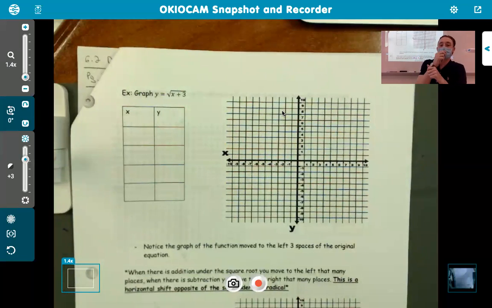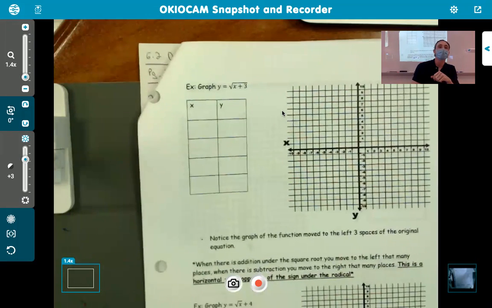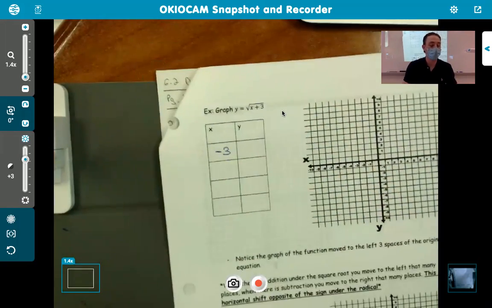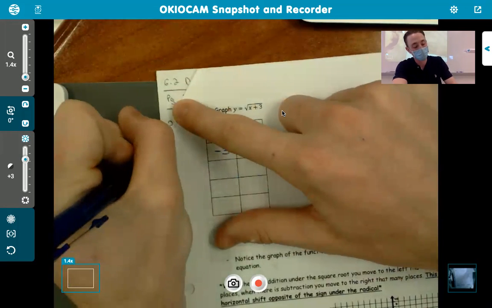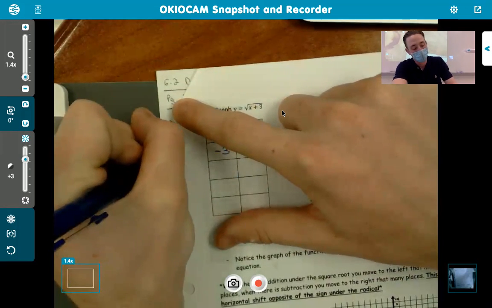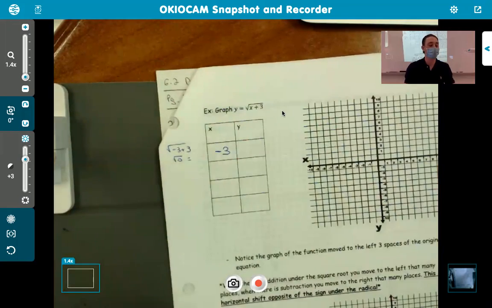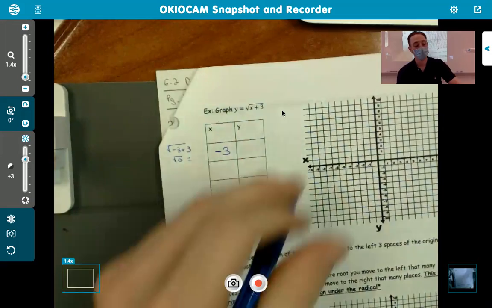y equals the square root of x plus 3. What value should I plug in for x here? If I want to include perfect squares, what do you think I should do? -3, right? Because that's going to give me the square root of 0. If I plug in -3, I'll have the square root of -3 plus 3, which is the square root of 0. And the square root of 0 gives me 0.